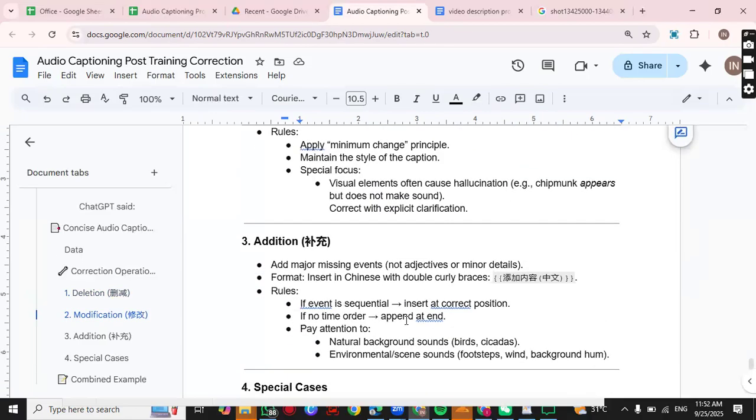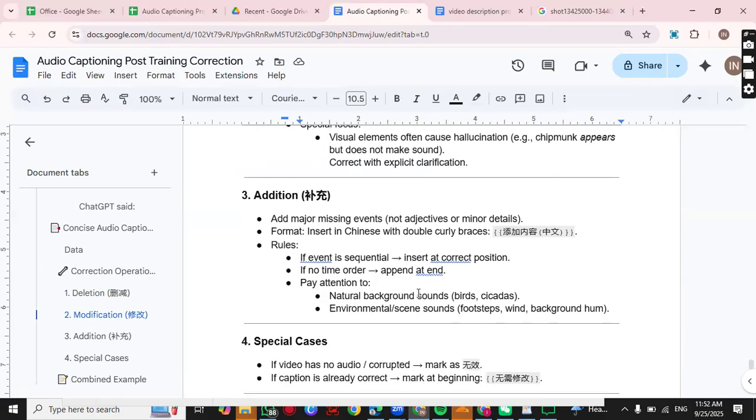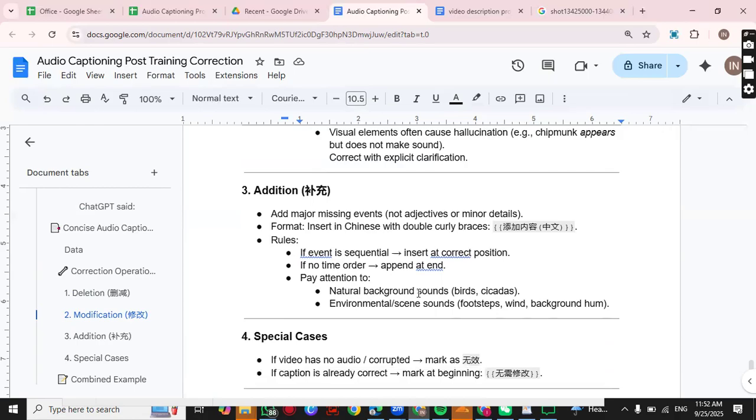And a third correction is addition. So for example, if this is the same audio, that there is a rain sound, and then a baby is crying, right? And there's another sound which they have not included in it. Maybe a girl is singing or something like that. So we have to add that. It's very easy. If it is not mentioned in the audio and it is mentioned in the caption, directly delete it. If it is mentioned incorrectly, just correct that. That is modification. And if something is missing, you need to add that.